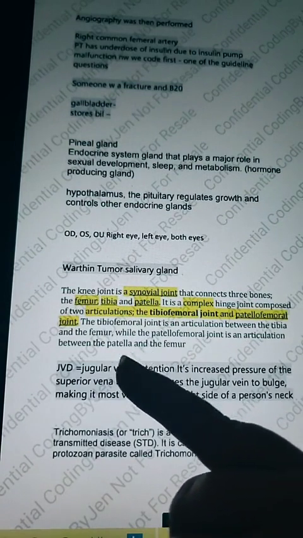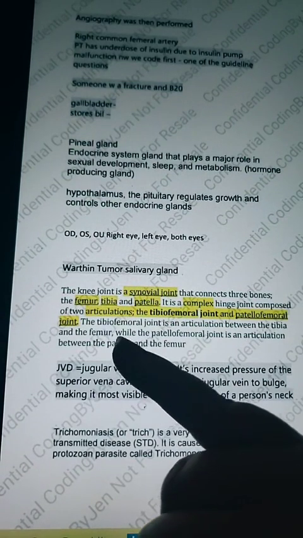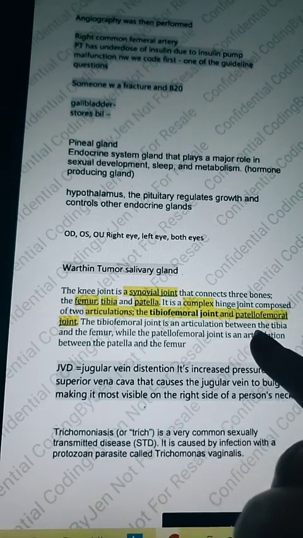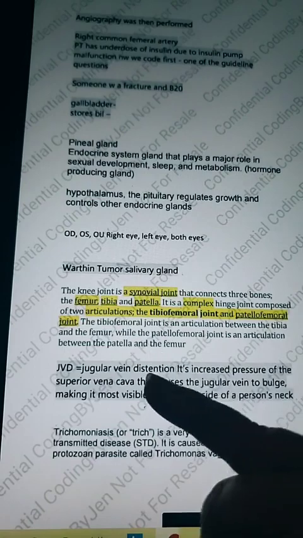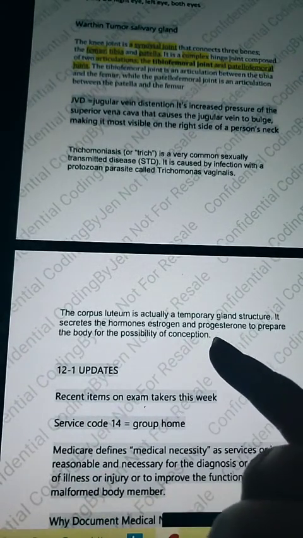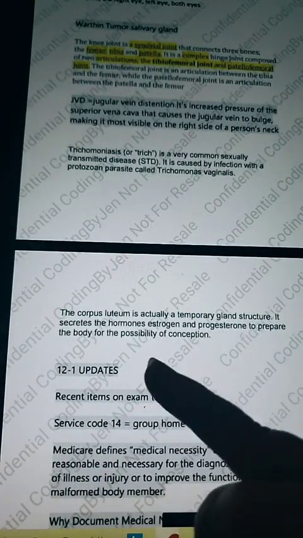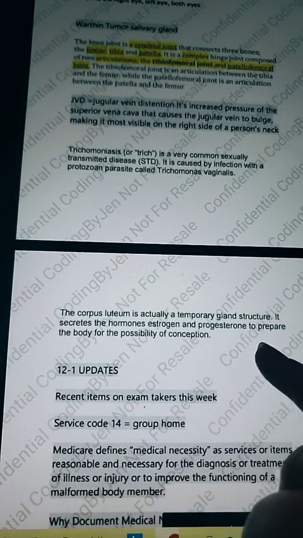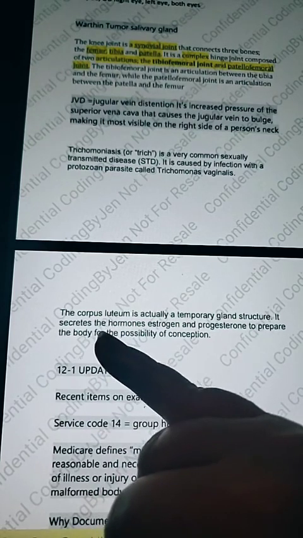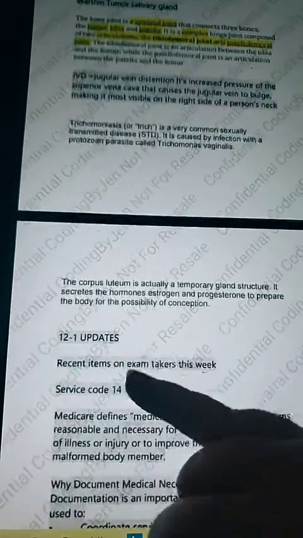And then we have two hinge joints for articulation, right? Your tibiofemoral joint and your patellofemoral joint. Be sure you know those. The JVD came up. There's our trichomonas. Our corpus luteum is a temporary gland that secretes hormones, estrogen and progesterone, to prepare the body for conception. So it's just temporary. But why they call something that's giving life a corpse, I don't know. That's just really weird, but I have the definition there.